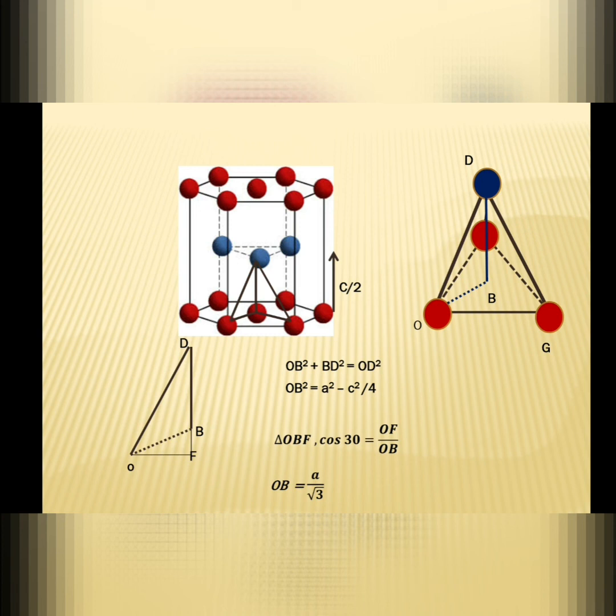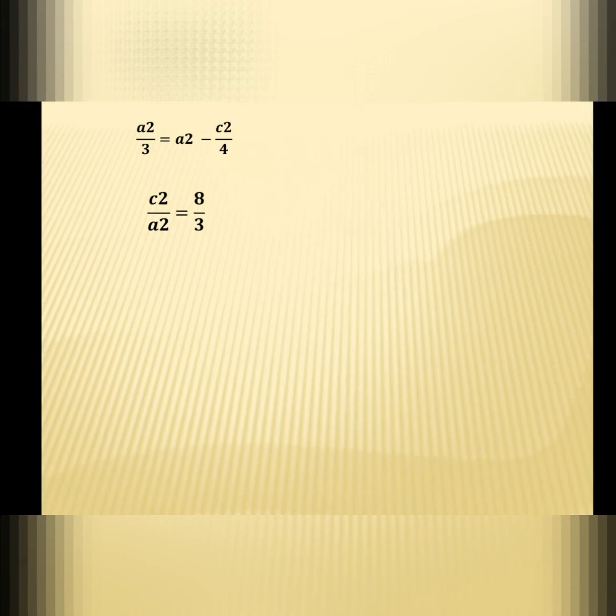Now just put the value of OB in the equation. OB square is equal to a square minus c square by 4, and by putting this you can get c square by a square is equal to 8 by 3. Now c by a is equal to root over of 8 by 3, which is equal to 1.633.